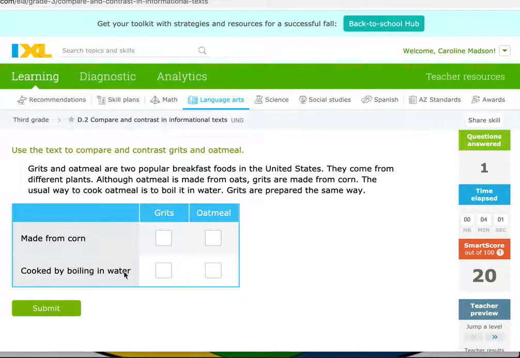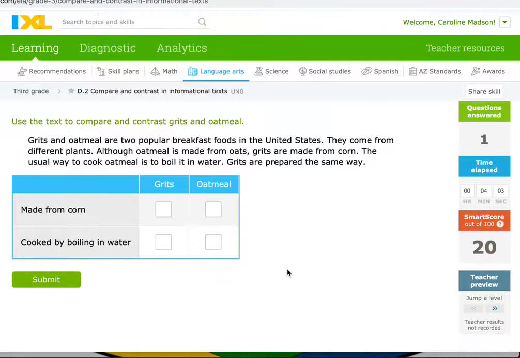All right. So now let's go to this one. This is going to be the last one we'll do together. So the first thing I want to do is read my passage right up here. Grits and oatmeal are 2 popular breakfast foods in the United States. They come from different plants. So that's how they're different. But it says they're the same because they're both popular, but they come from different plants.